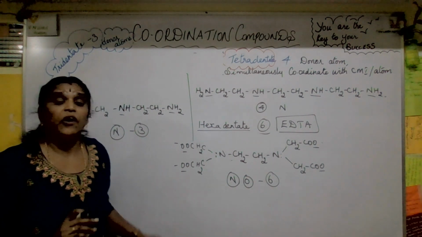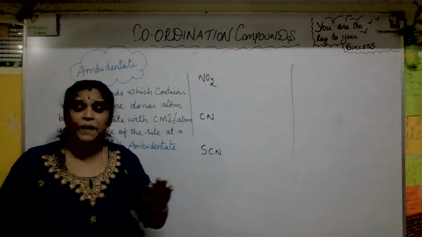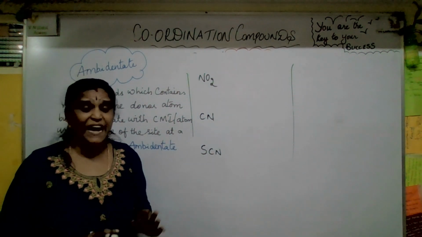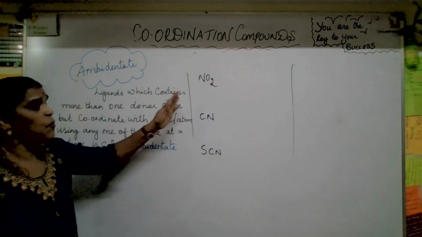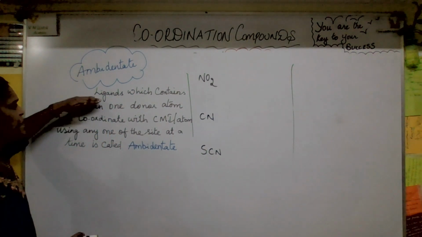Hope you understand. Okay, now the next one, amphidentate. Amphibian means a frog can live on land as well as in water. In that way, any one atom can donate at a time to the central metal ion. That's what they mentioned.